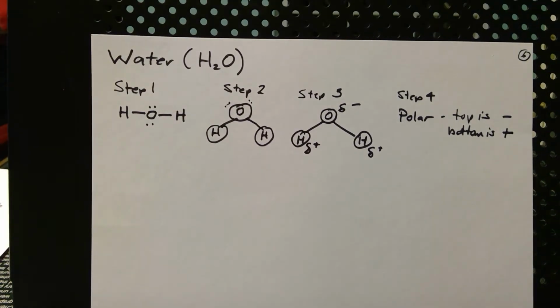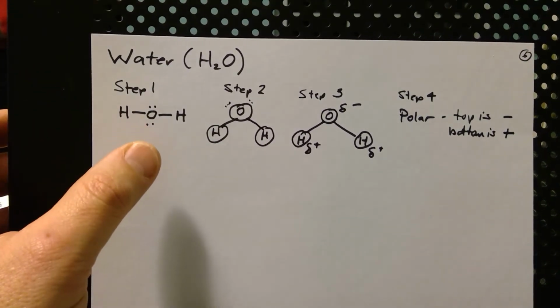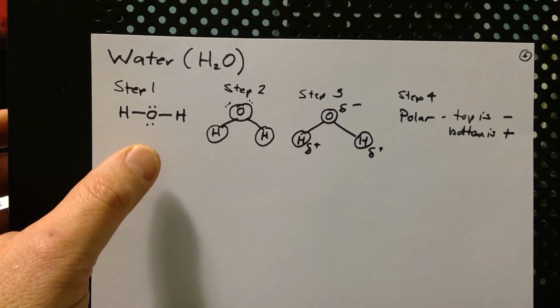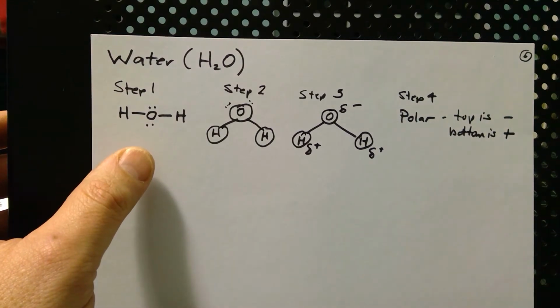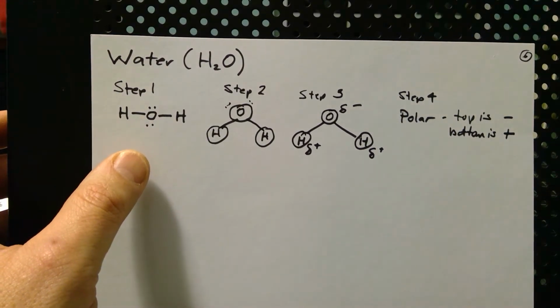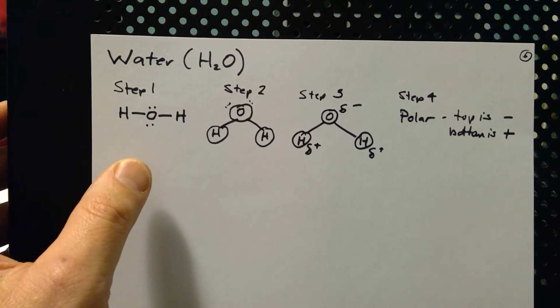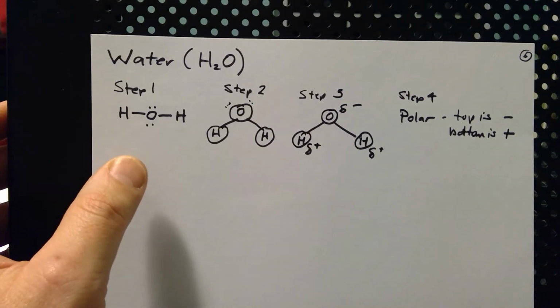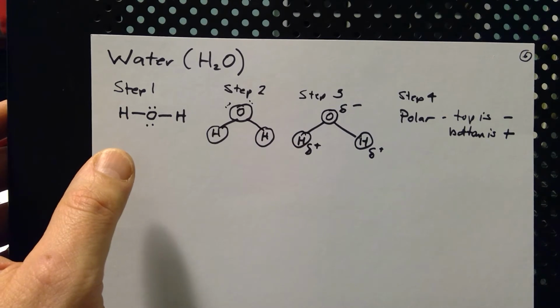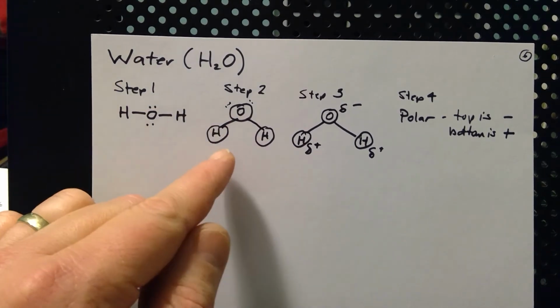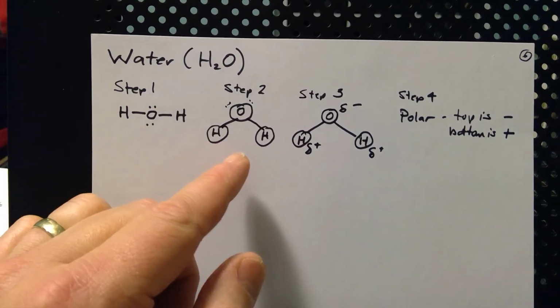Water. Step 1, Lewis-Dot structure. Step 2, three-dimensional shape. Since water has 1, 2, 3, 4 electron domains, the basic shape is that tetrahedral shape, but when you knock off 2 of the sides where we have bonding pairs for non-bonding pairs, you get left with the bent line, or the V shape.